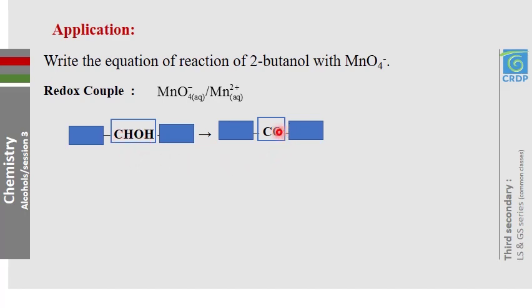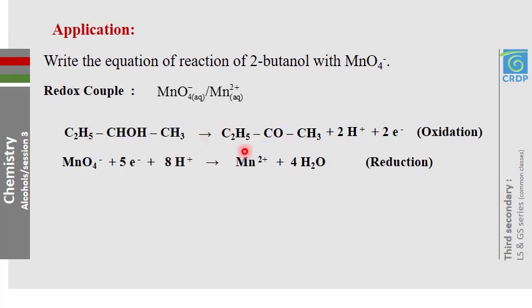balanced, but the hydrogens are not balanced. Here we have 2 hydrogens, so you have to add here 2 H plus and then 2 electrons to balance the charge. This is the oxidation half reaction. Now please remove these squares. Okay, remove everything.